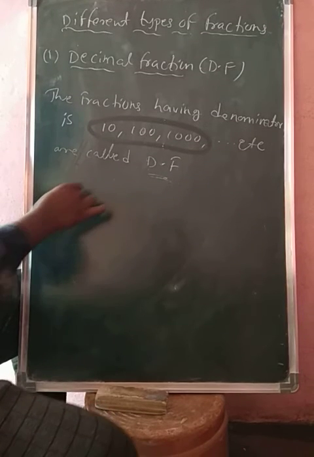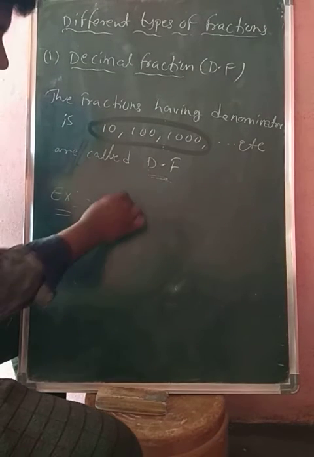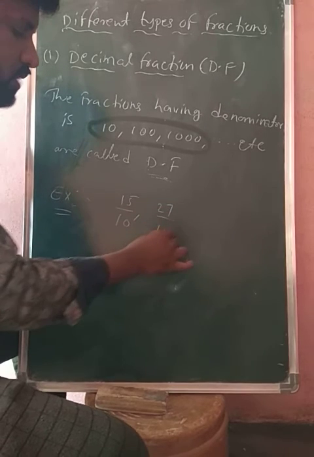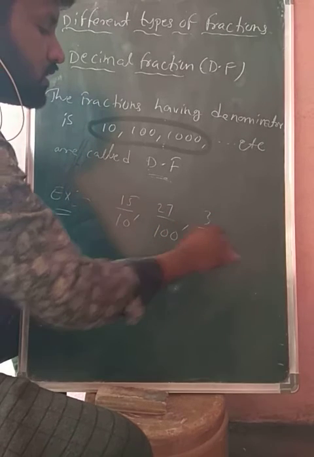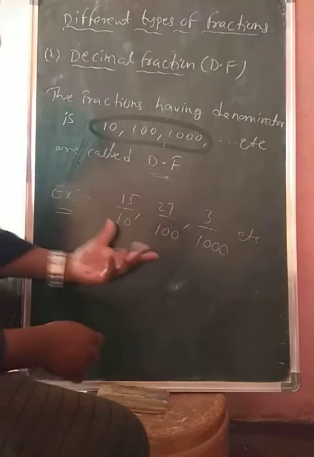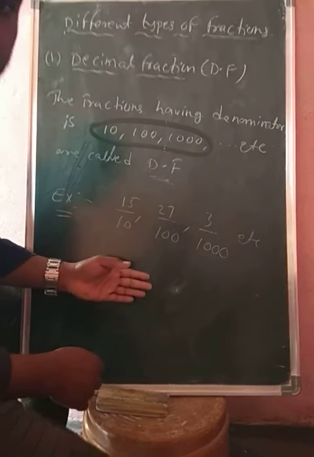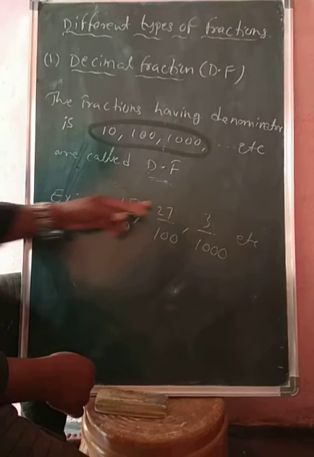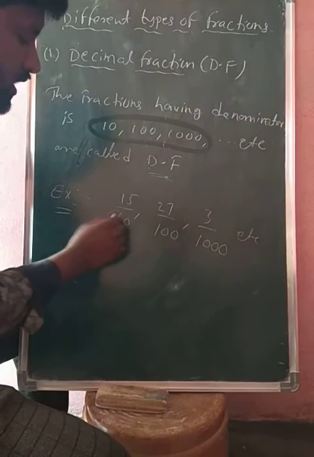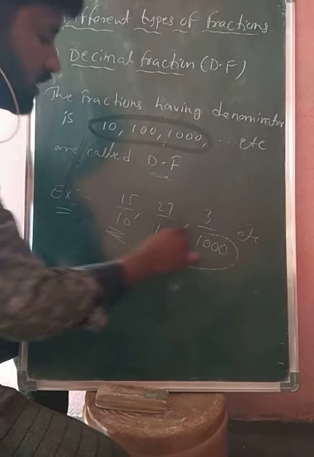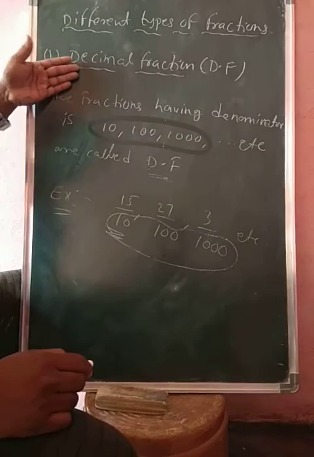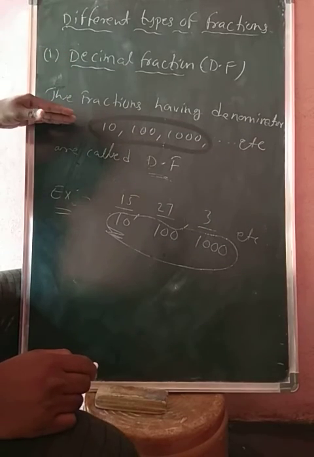So you can write the examples like this: 15 by 10, 27 by 100, 3 by 1000, etc. You just observe the fractions I have written on the board. Clearly, observe the denominators. The denominators are powers of 10. So these are the examples of a decimal fraction according to the definition.